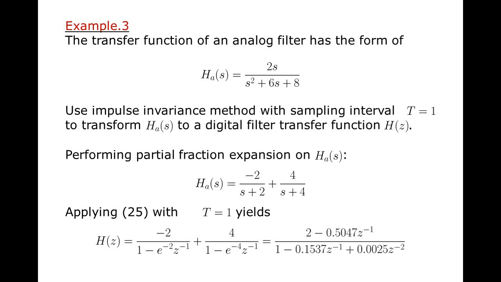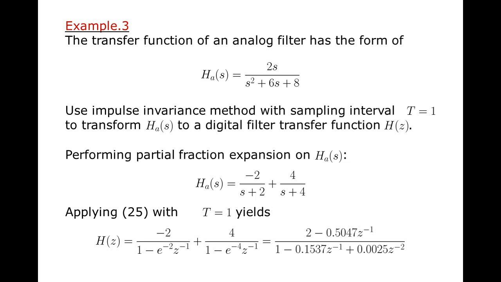Now factorize the denominator, and we will perform the partial fraction. So we will get two constants, minus 2 and 4, and the denominator will be factorized into s plus 2 and s plus 4. And we have T equal to 1. So H(z) will be equal to minus 2 upon 1 minus e raised to minus sT into z raised to minus 1.